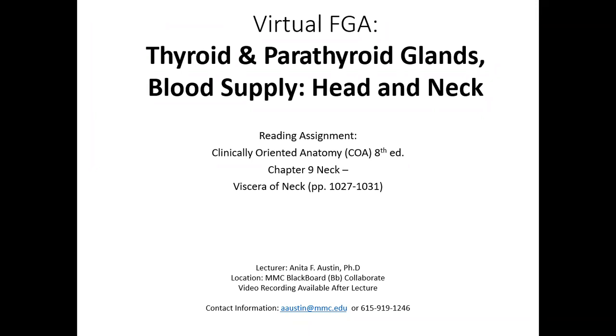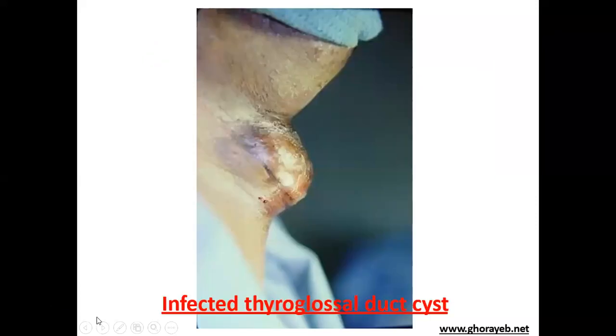All right, so thyroid and parathyroid glands, blood supply, head and neck. Infected thyroglossal duct cyst. We're going to talk more about that and talk about the embryological origins of your thyroid gland, and how, as your thyroid gland is developing in the fetus, it actually travels down your thyroglossal duct, which is how you can end up with an infected thyroglossal duct cyst.